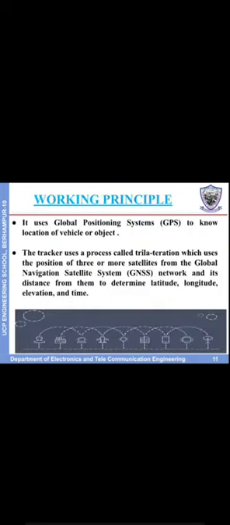Moving on. Working principle. It uses the global positioning system to know the location of a vehicle or object. The tracker uses a process called trilateration, which uses the position of 3 or more satellites from the global navigation satellite system network and its distance from them to determine latitude, longitude, elevation and time.